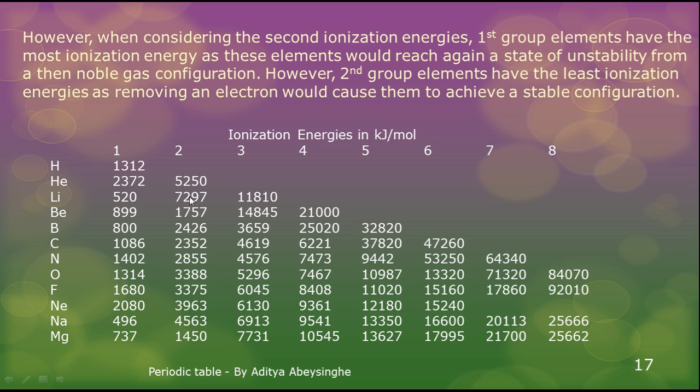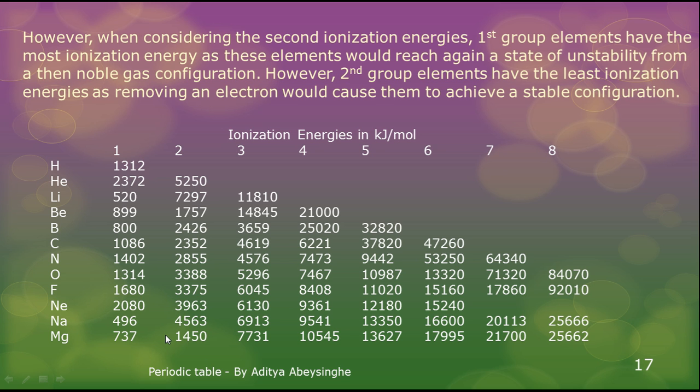And when you come to the second ionization energy, it has the highest second ionization energy. When you consider from lithium to neon, which is the second period, lithium has 7297, beryllium 1757, and even neon has 3963. So you can see there's a variation. However, the highest second ionization energy of the second period belongs to lithium. You can see a similar variation of the ionization energy for the second ionization energies of the third, fourth, and other periods.